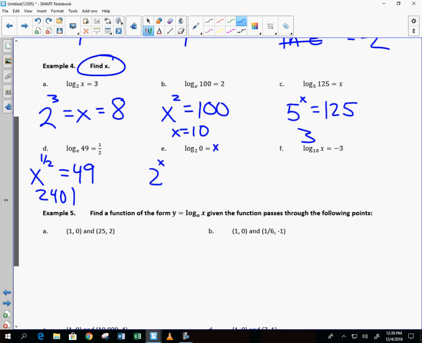Two to what power is 0? 2 to what power is 0? What's 2 to the first power? 2. What's 2 to the 0 power? What's 2 to the negative third power? 1/8? Can you come up with 0?